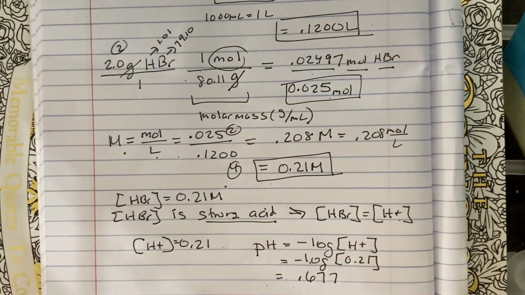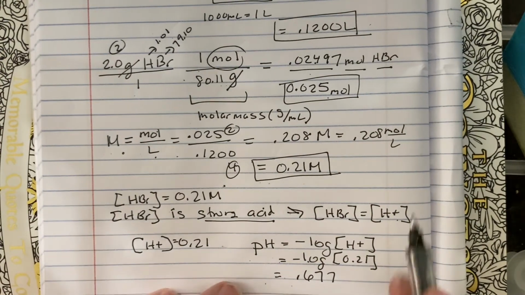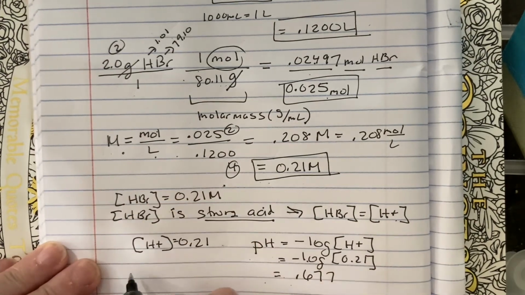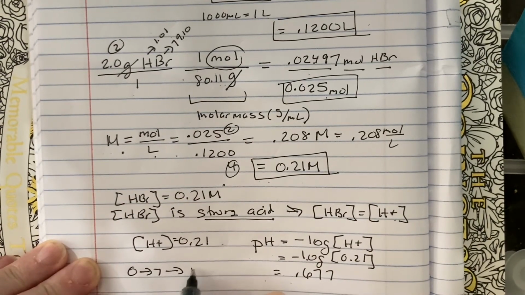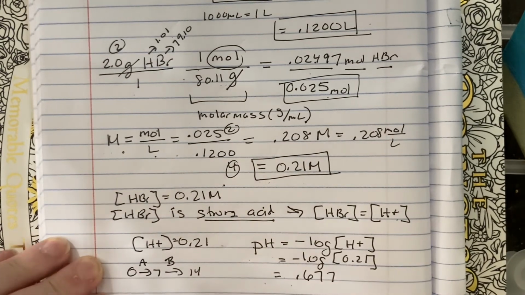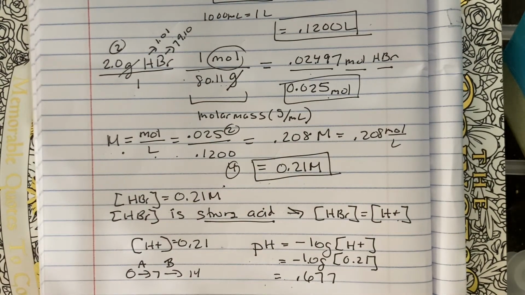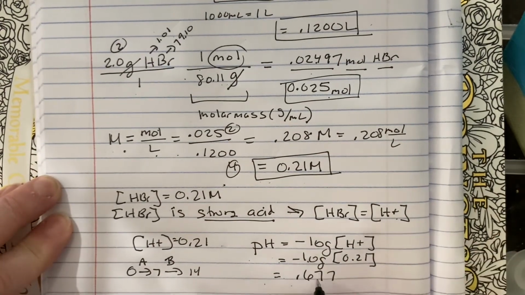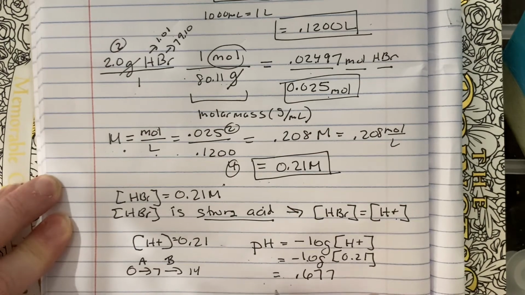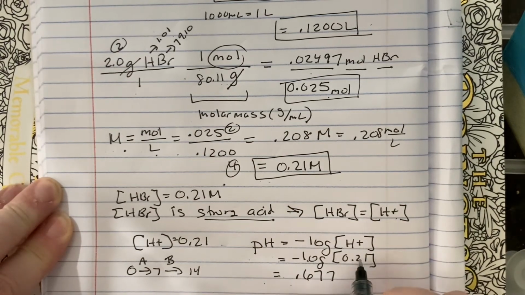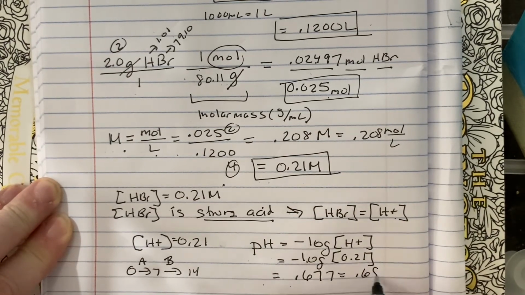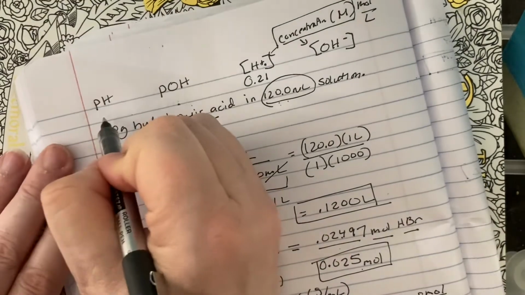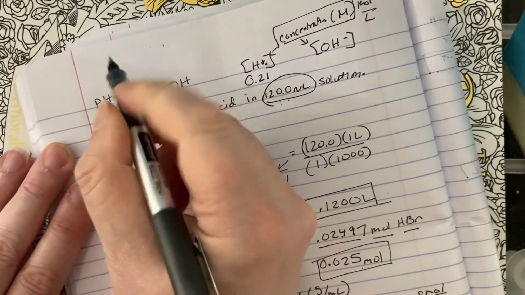for my pH. So super, super acidic. Because remember, 0 to 7 to 14. 0 to 7 is an acid. 7 to 14 is a base. It's blue and bitter with litmus paper. Not that you'd ever taste it. So that's a really, really acidic solution. But I only need 2 sig figs, so 0.68. So my pH up here, 0.68.